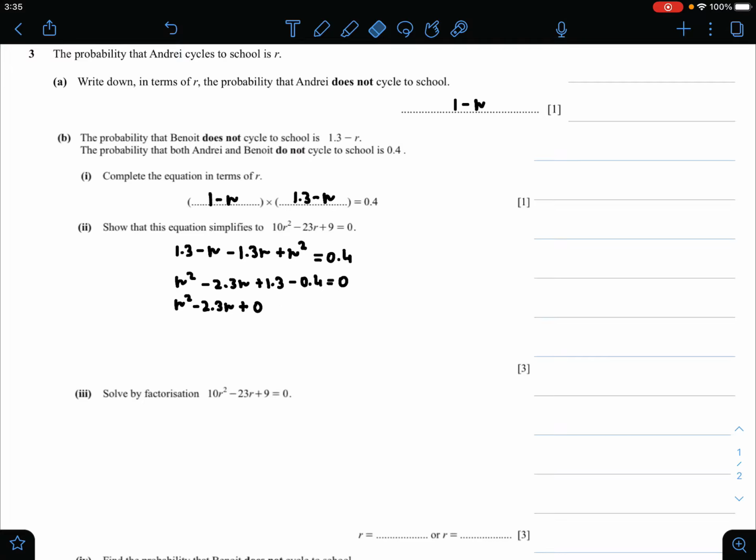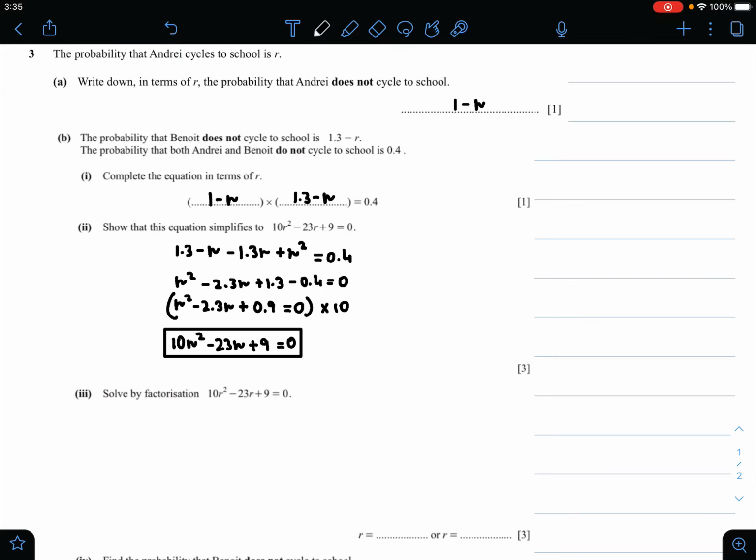Now since we don't want the decimal places, we can multiply this equation by 10. So if we multiply this equation by 10, we will get our final answer as 10R square minus 23R plus 9, which is equal to 0 multiplied by 10 is 0, so 0. Therefore this will be our final answer for B part 2 of this question.